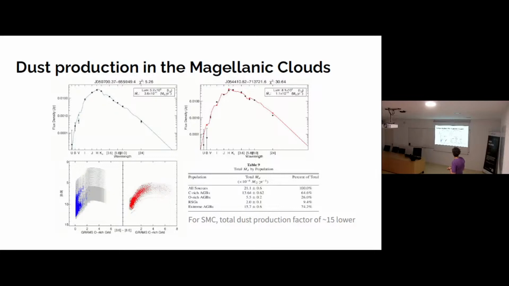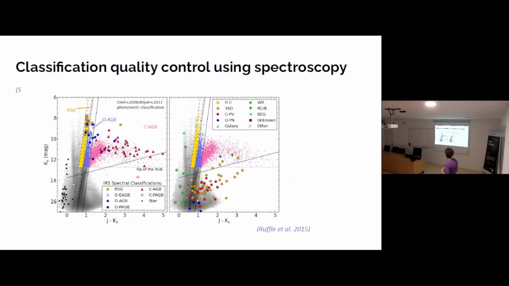And we find, well, this table here, it doesn't really matter because you have to see this all in perspective, which I will show in the next slide. But we determined the dust production rates in the LMC and also in the SMC, which lies a factor of 15 lower. We also checked that our classification actually matched what we found from spectroscopy. And that indeed turns out to be the case.